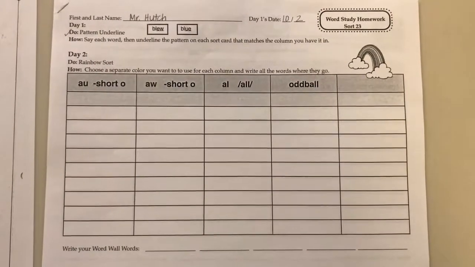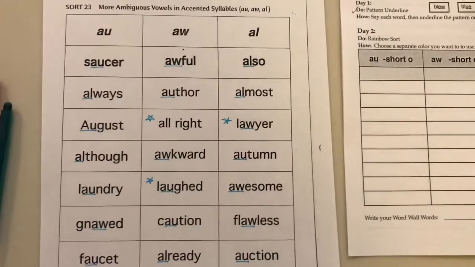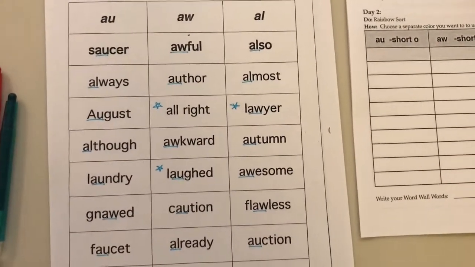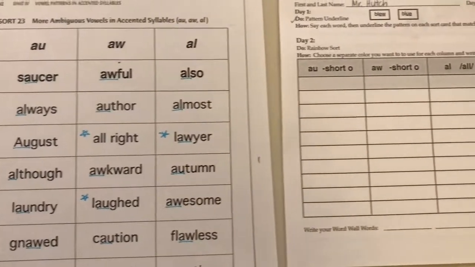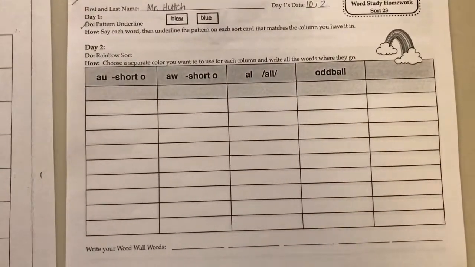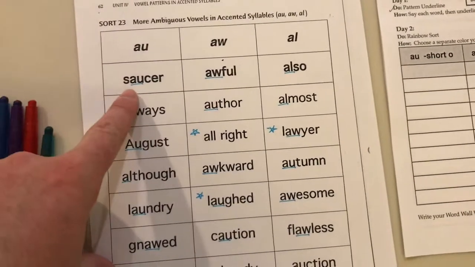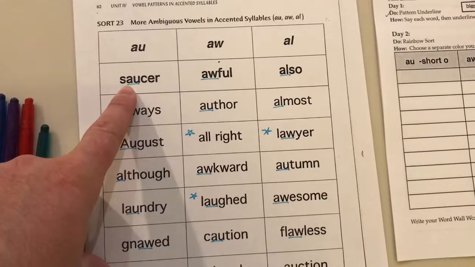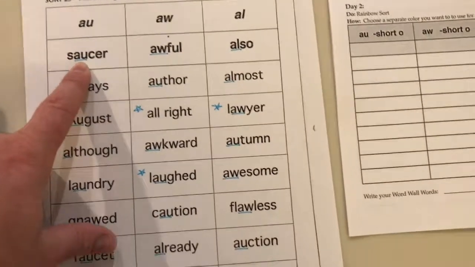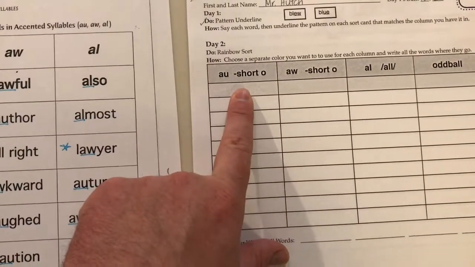So we're going to go ahead and model for you what to do. You're going to start off, you can see on day 1 we underlined the patterns. So we're going to take our word card information and we're going to transfer it over to the actual sort. So you'll start off by just going down your list here. So you can see saucer starts with S and then has the AU pattern for the short ah sound. So saucer is going to go right here.